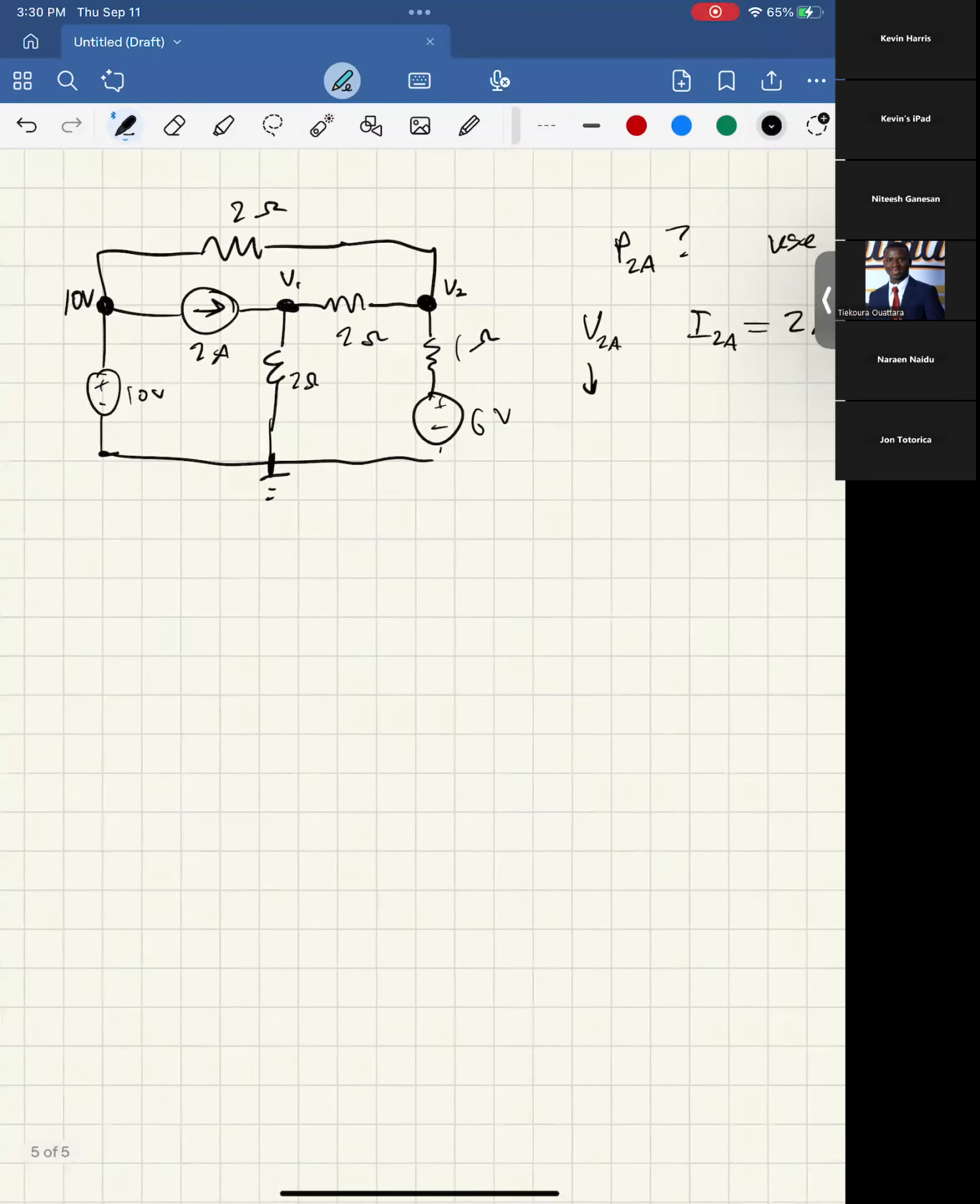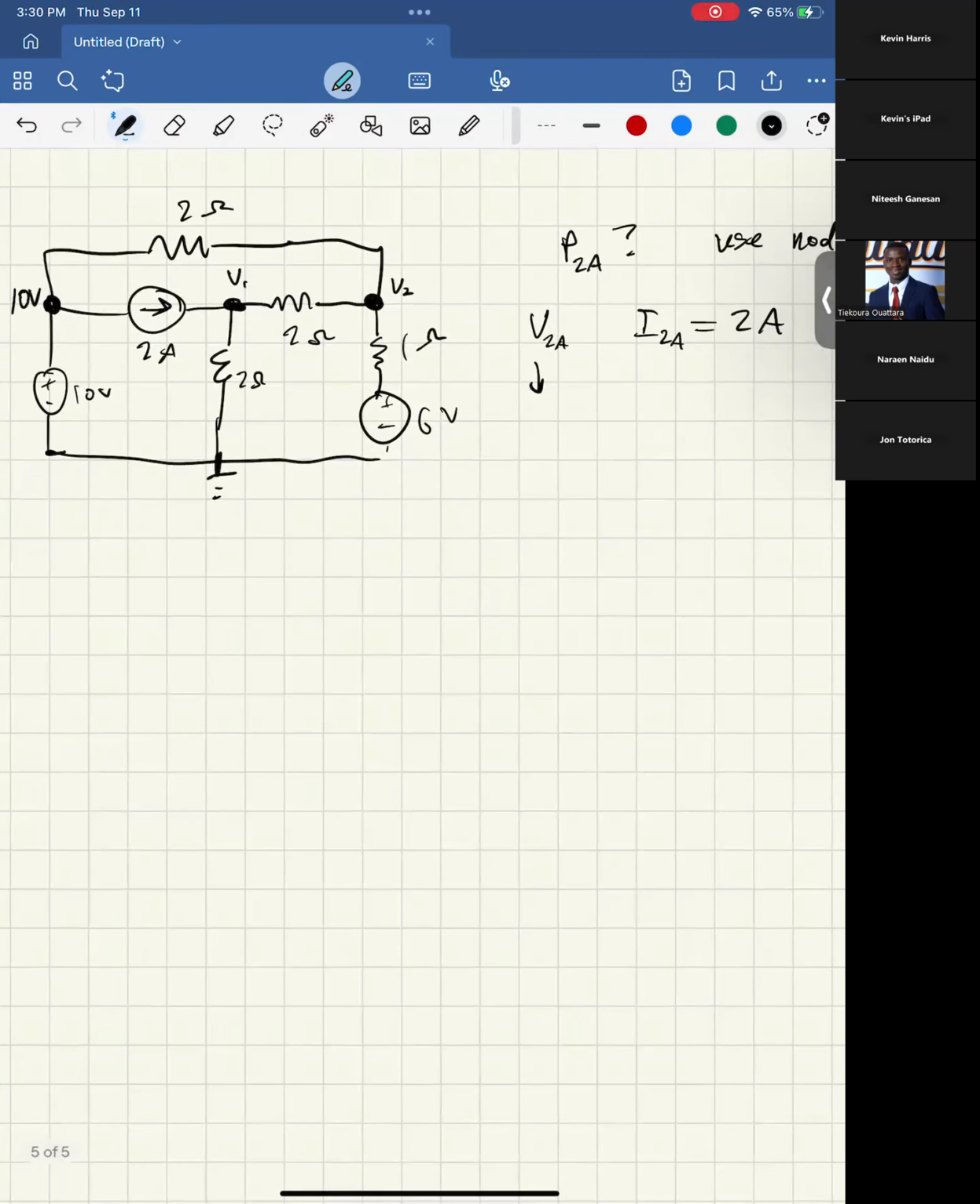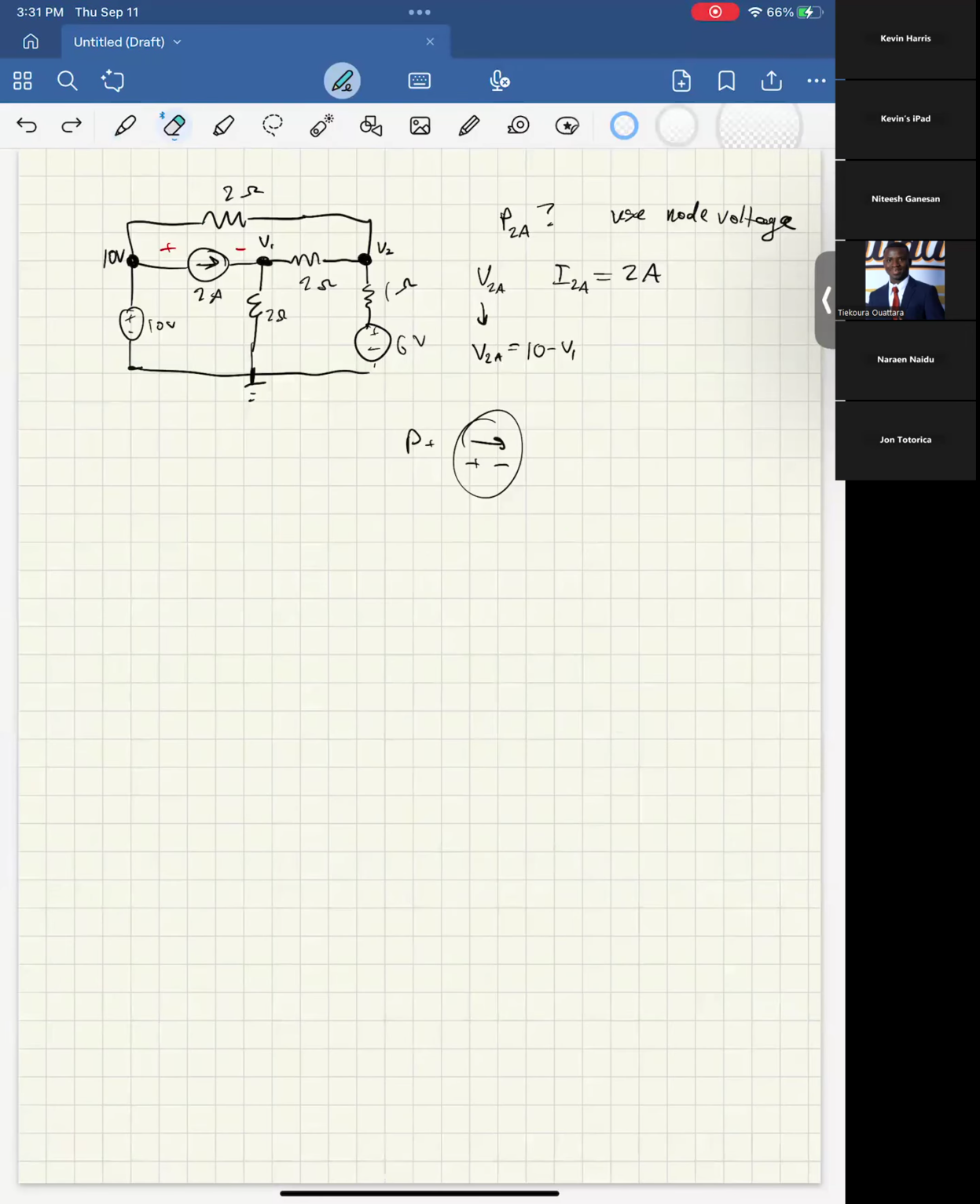If we want it to be positive, remember our passive sign convention: the power would be positive if the current is in the same direction as the voltage drop. So here, a positive voltage would be this voltage minus this voltage. In that case, the thing we're actually looking for is 10 minus V1. So that's our goal. But to do that, we need to find V1. And to do that, we're going to use node voltage.